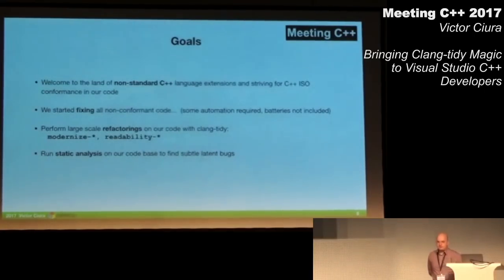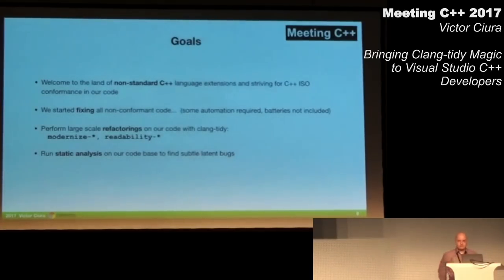If your compiler will allow you to easily use non-standard extensions, developers will use them, as you might imagine. And we started fixing all non-conformant code. And yes, we did need some automation in doing that. Some of the transformations were quite mechanical in nature. And we set ourselves a goal to be able to do large-scale refactorings with clang-tidy, modernize, and readability modules, as well as running static analysis with clang-tidy.